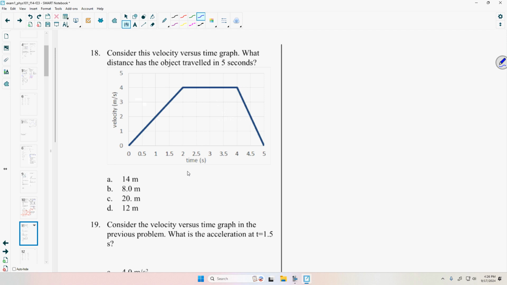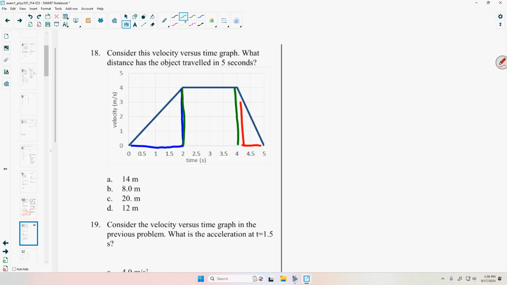Okay, so this is a velocity versus time graph. Remember, the slope of a v versus t graph gives us the acceleration. The area gives us the distance traveled. So I want to know how far it has traveled in 5 seconds. The easiest way on this one is to split it into 3 pieces. There's a triangle, there is a rectangle, and then here is another triangle. So I can do that.